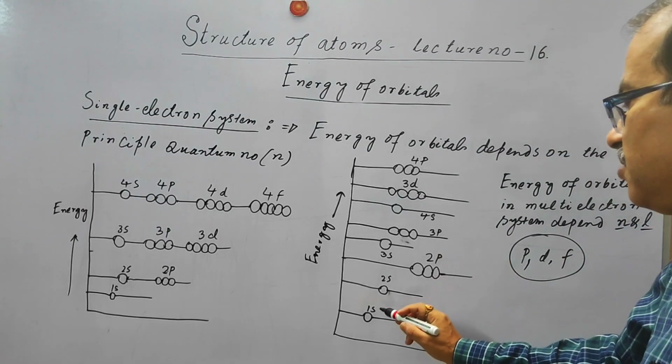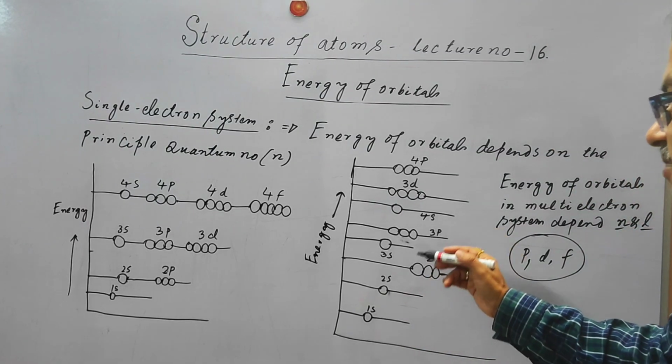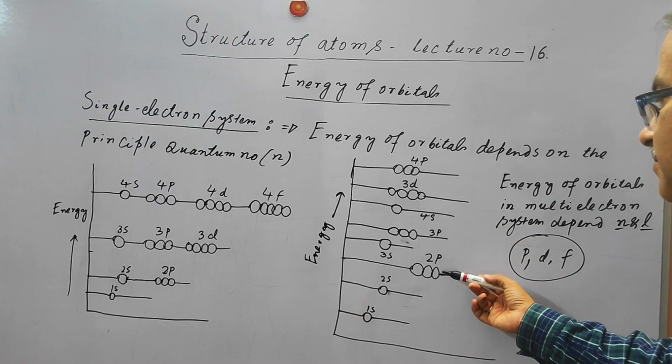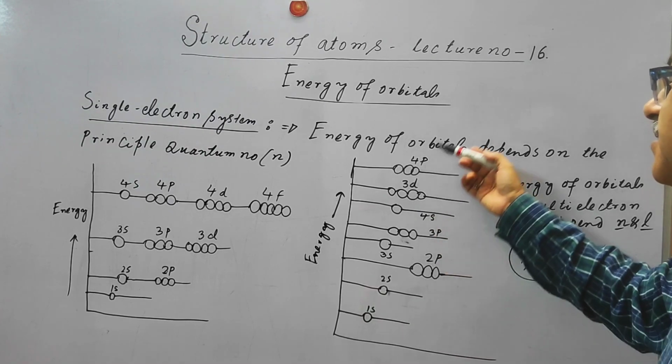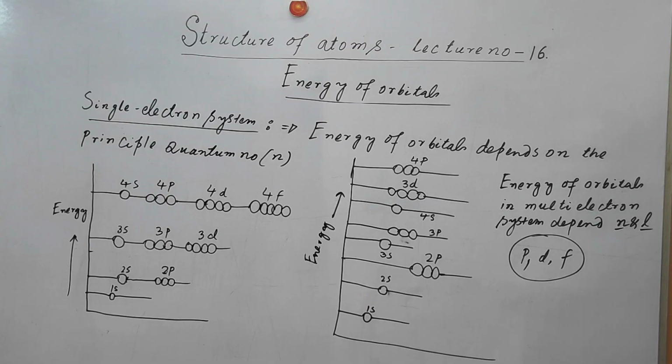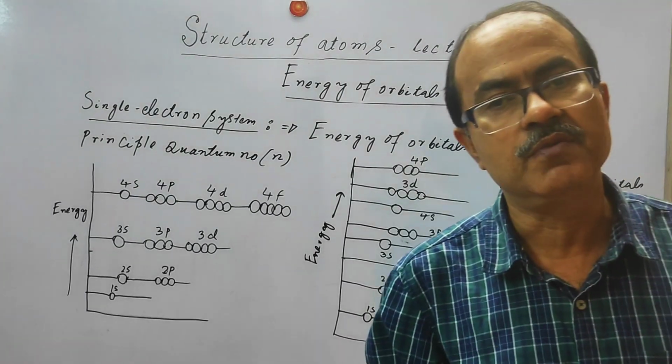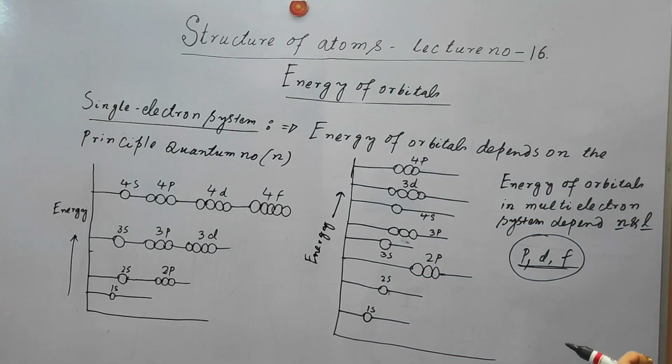You can see the 1s orbital having less energy than the 2s orbital, and the 2s orbital having less energy than the 2p orbital, and likewise this goes on. So we can write this important thing: the energy of a multi-electron system depends not only on the principal quantum number but also on the azimuthal quantum number.